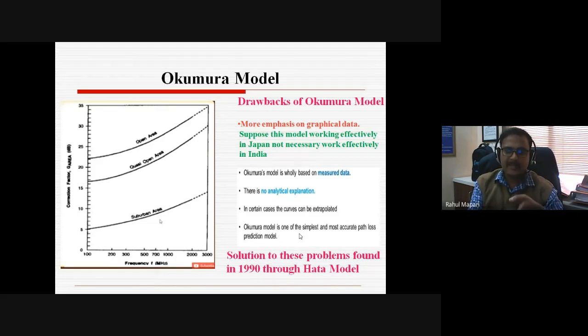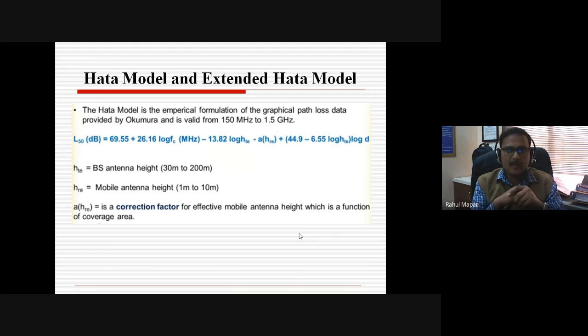In that, it reduces the dependability of AMU on the graphical method. So here the Hata model totally depends upon an equation. So that equation is given.